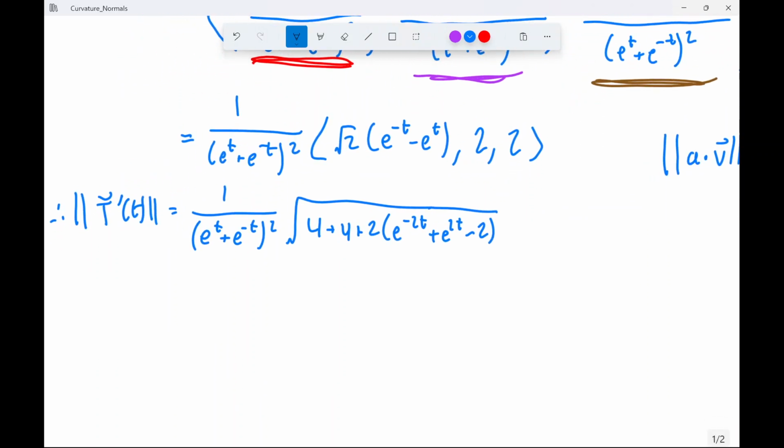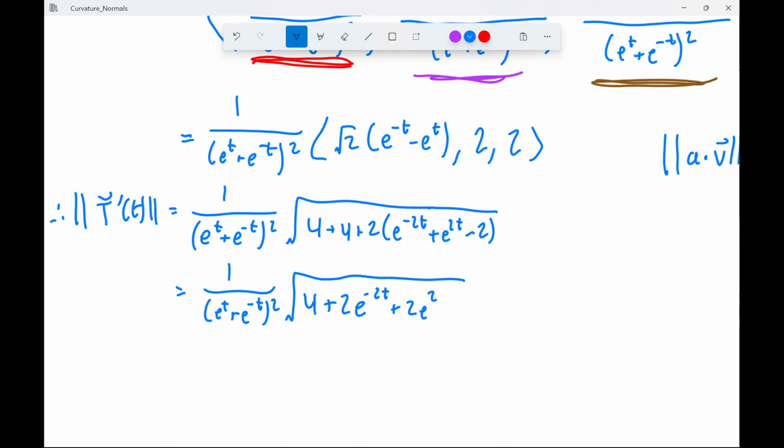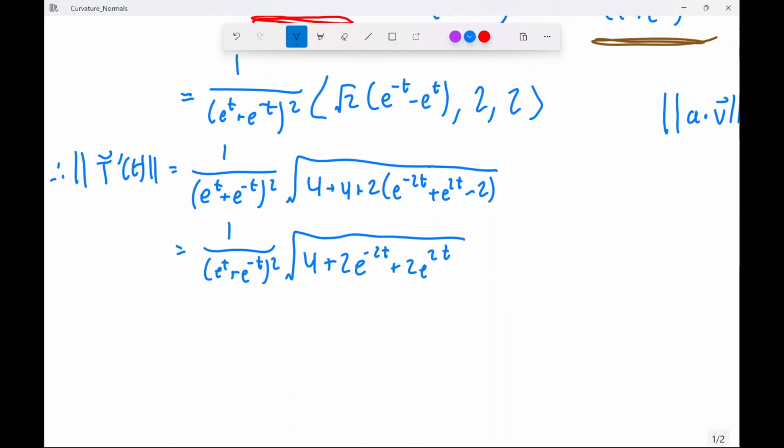All right, so we're almost done. And actually, we could be done right now. I'm pretty sure this simplifies, though, so I'm going to simplify it a little bit. 4 plus 4 is 16 minus 4, so that'll just be 4 plus 2 e to the negative 2t plus 2 e to the 2t. And yeah, that does simplify, although it's not quite obvious why.